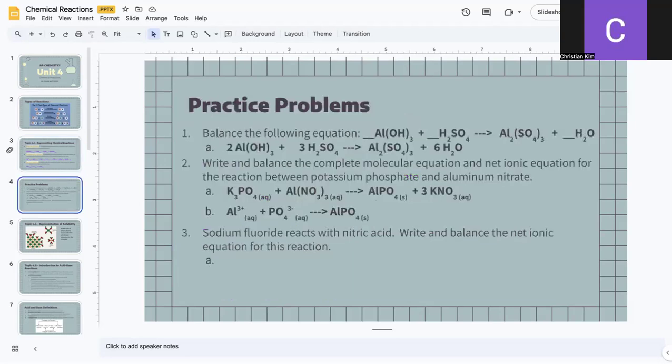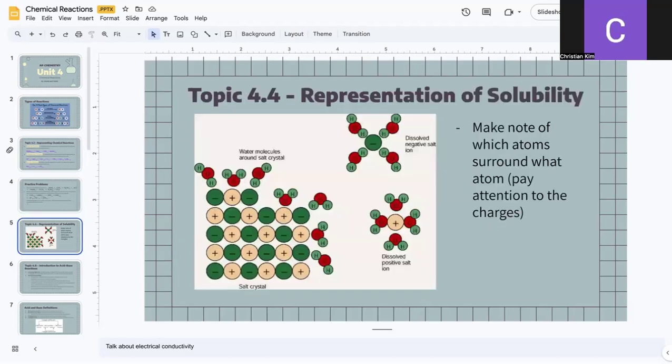Then here are some practice problems, but the answer key is right below. Sodium fluoride. All right, so then the very next topic is solubility.